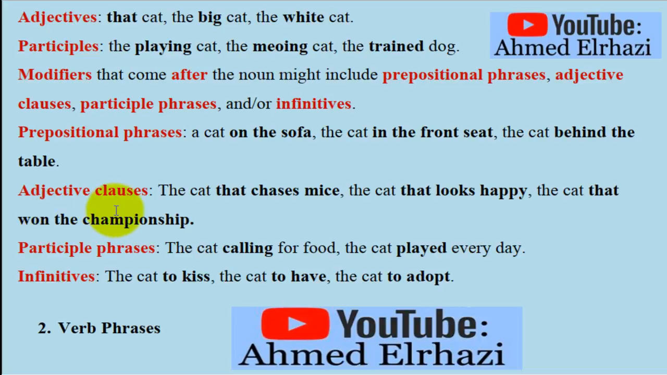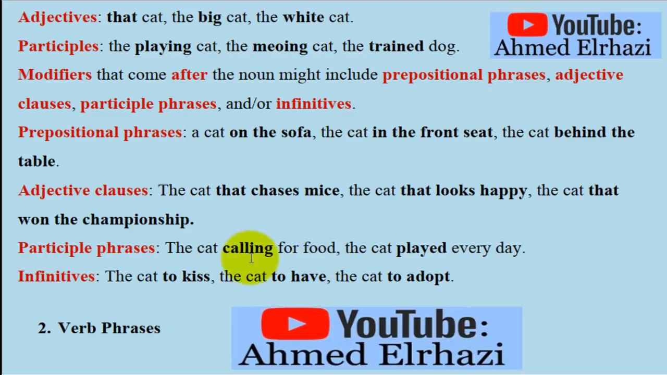Adjective clauses, such as the cat that chases mice. Here a cat: the cat that chases mice. Which cat? The cat that looks happy. Which cat? The cat that won the championship. Okay? Participle phrases, as we said before: the cat calling for food.